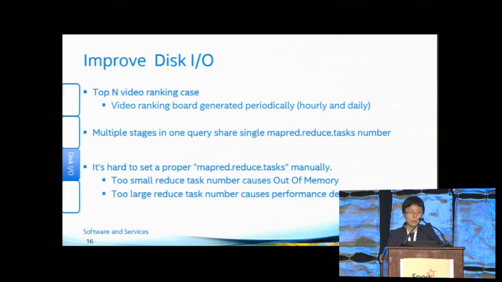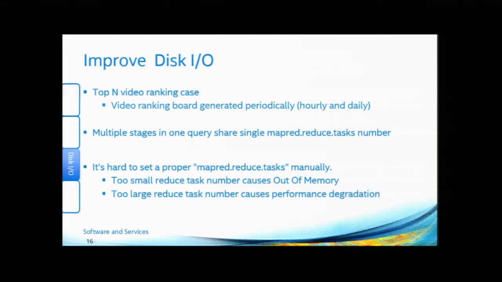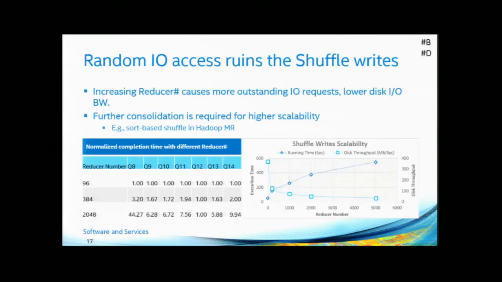How to define a proper reduce number? Since for each query there are several stages, but the end user only has one chance to configure that reduce task number. If they set it too small, you will find some out of memory exceptions. If they set it too large, you can see performance degradation. So here is the test result.